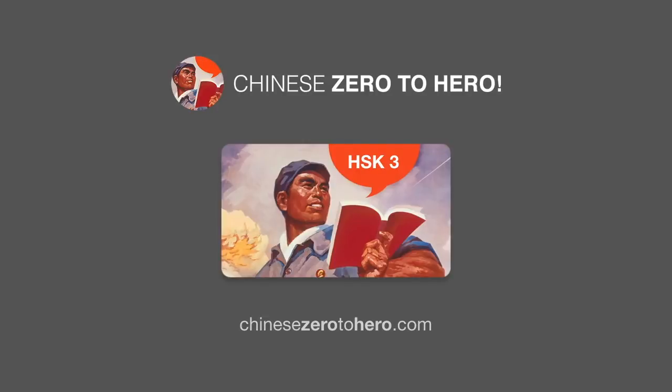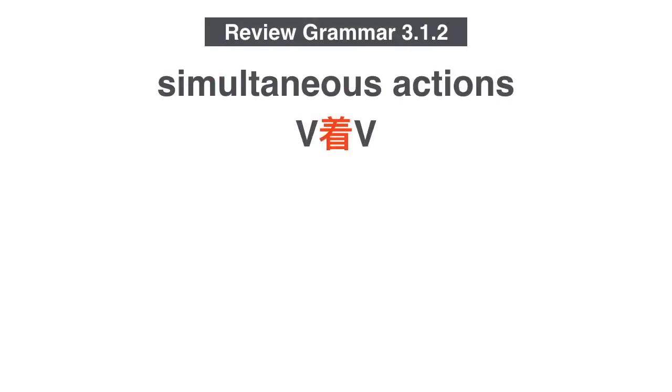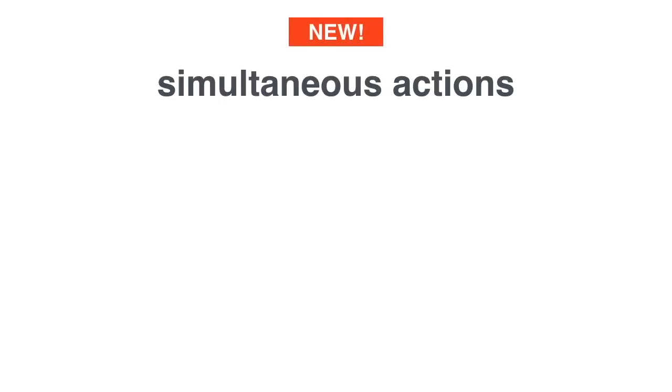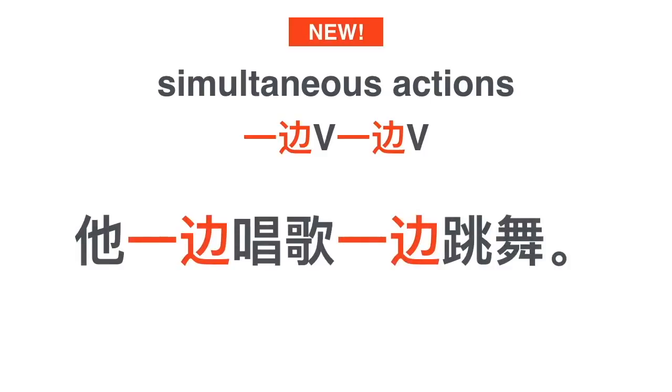We have already looked at simultaneous actions in Grammar 3.1.2 using verb 着 verb. 弟弟吃着苹果写作业. But now we're going to introduce a new simultaneous actions construction. 一边 verb, 一边 verb. Meaning, as he does this, he does that. 他一边唱歌一边跳舞. He sings while he dances.